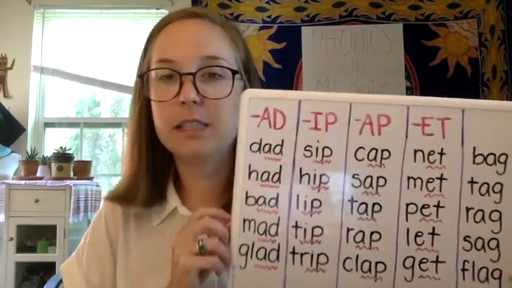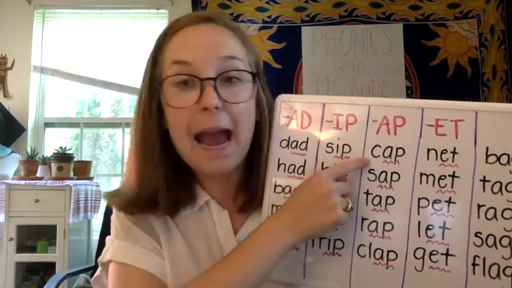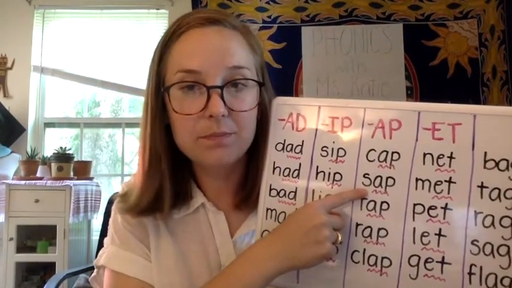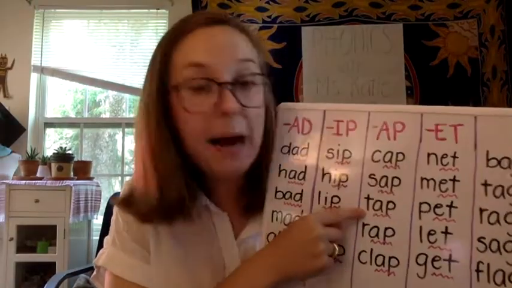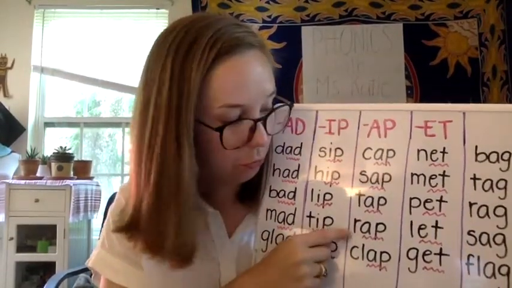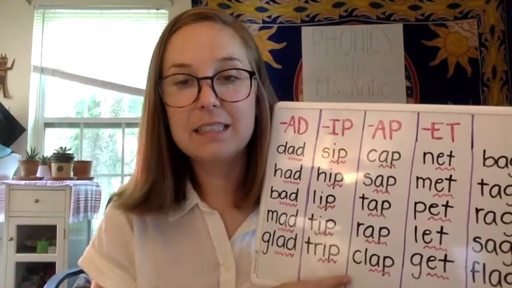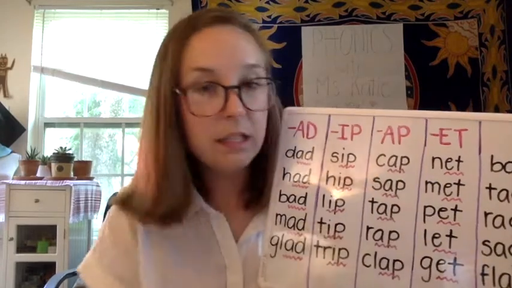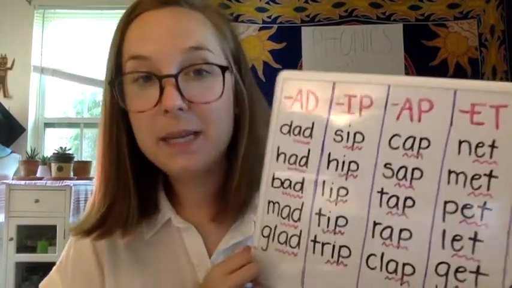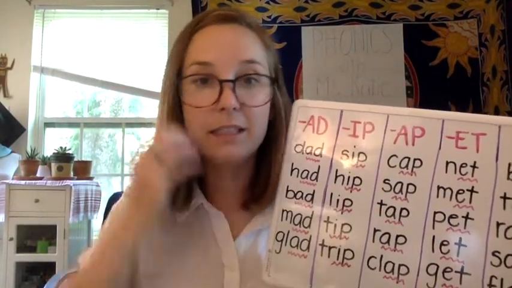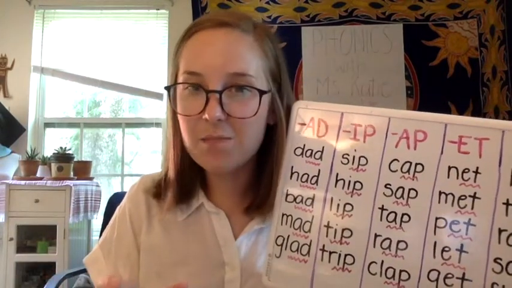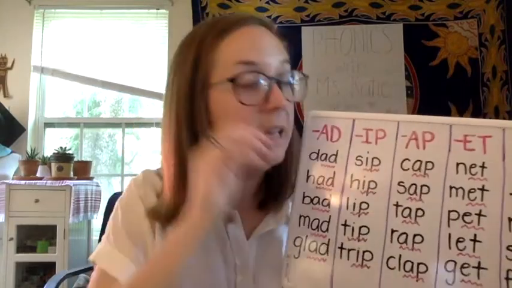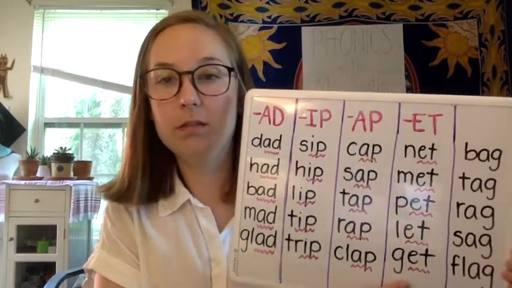And let's keep going. Let's look at this column. We have cap, what goes on your head. We have sap, tap, rap, and clap. And just like in my other columns, I underline my pattern. And these all have an AP pattern. You can hear that ap at the end of all of these words. So it makes them kind of rhyme, right? Clap and sap, they rhyme. Okay? And these were our new words last week, right?